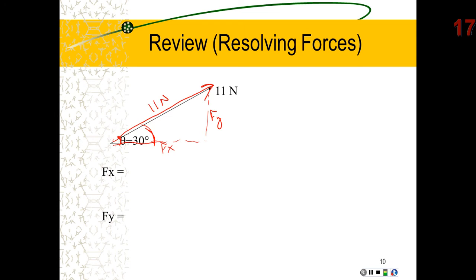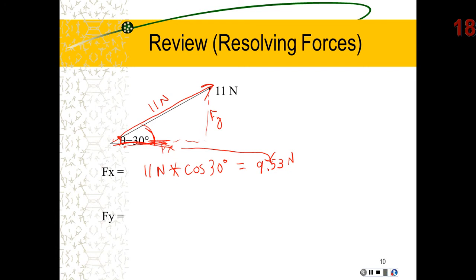And so the Fx side, Fx is adjacent to, is right beside that 30-degree angle. And so Fx will be our hypotenuse, 11 newtons, times the cosine of 30 degrees. Plug that into our calculator. We should have 9.53 newtons as being the Fx side. So the length of that is 9.53.